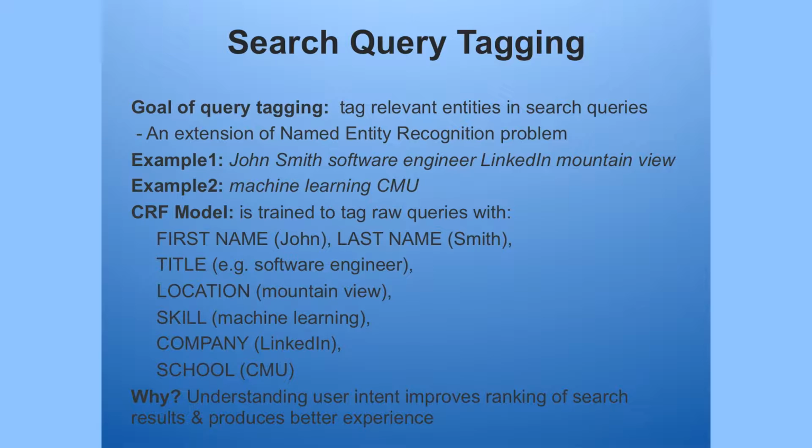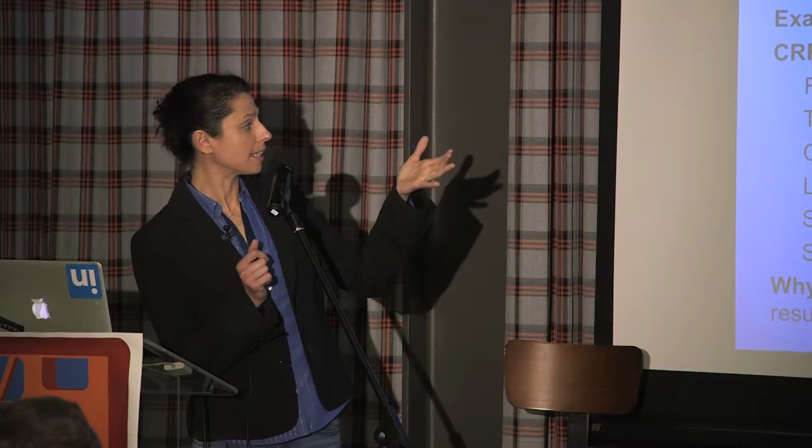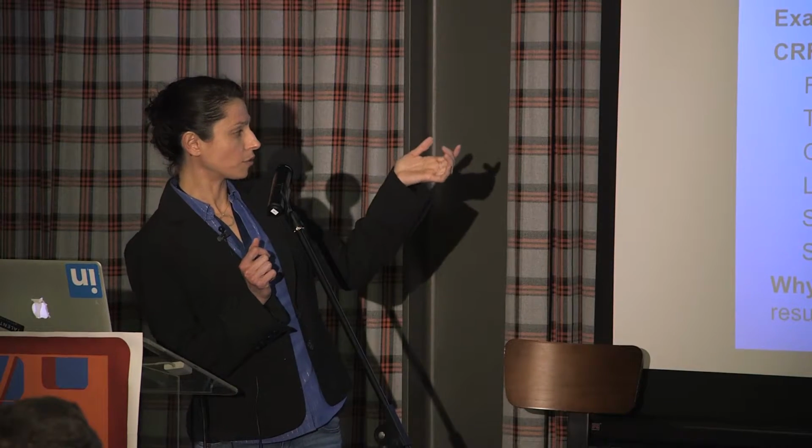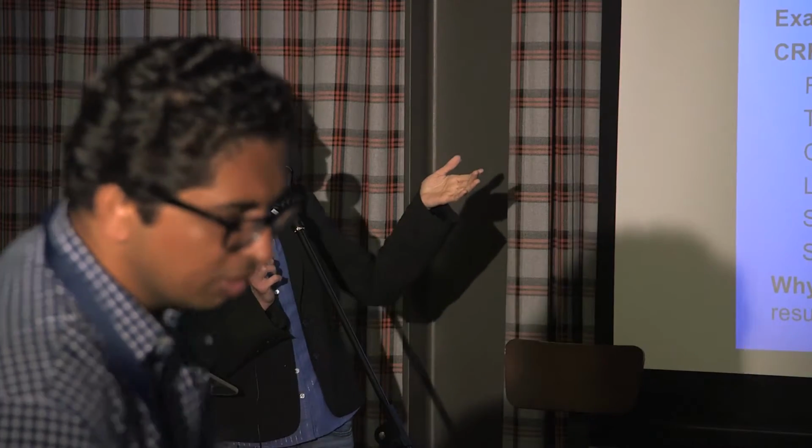So first, I would like to give you some context on what is the task for which the data is being collected. The task is search query tagging. The goal of query tagging is really to understand the relevant entities in search queries. This is really an extension of a named entity recognition problem. So when a member goes on LinkedIn and searches something such as John Smith, software engineer, LinkedIn, Mountain View, they have typed a bunch of words. What we want to do is understand them as entities, like first name John, last name Smith. There is a job title for short, software engineer. There is a company like LinkedIn. There is a location like Mountain View.